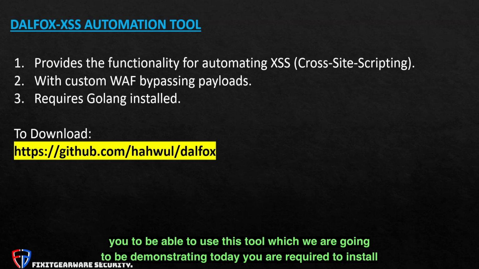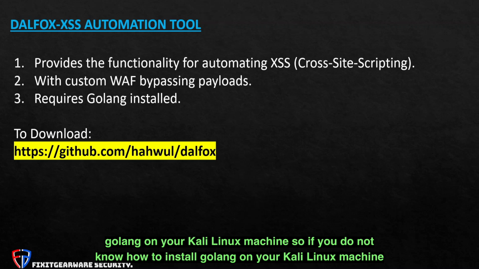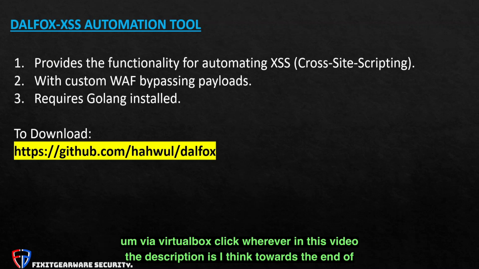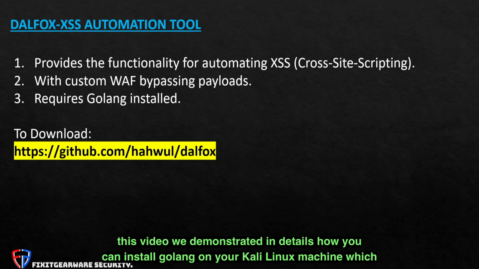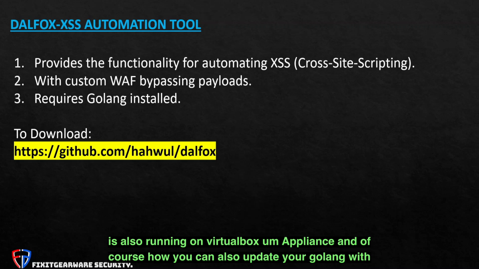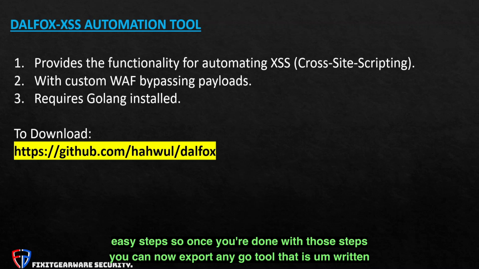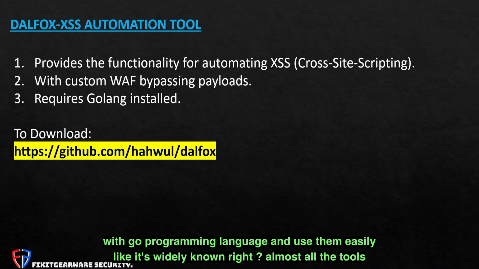For you to be able to use this tool, which we are going to be demonstrating today, you are required to install Golang on your Kali Linux machine. If you do not know how to install Golang on your Kali Linux machine via VirtualBox, click wherever in this video the description is. I think towards the end of this video, we demonstrated in detail how you can install Golang on your Kali Linux machine, which is also running on a VirtualBox appliance, and how you can also update your Golang with easy steps. Once you're done with those steps, you can now export any Go tool that is written in the Go programming language and use them easily.